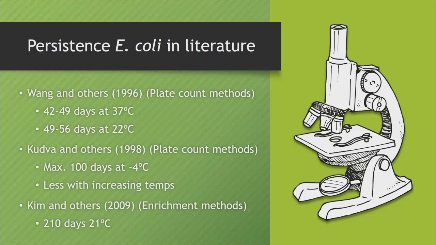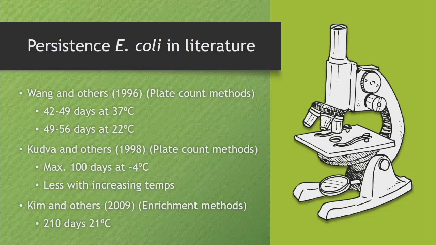So all right, we've identified that it's there. How long does it actually persist? There's been some research done looking at this, and some studies have found it can persist at 37 degrees Celsius for 42 to 49 days. You lower the temperature, and it can actually survive a couple more days.